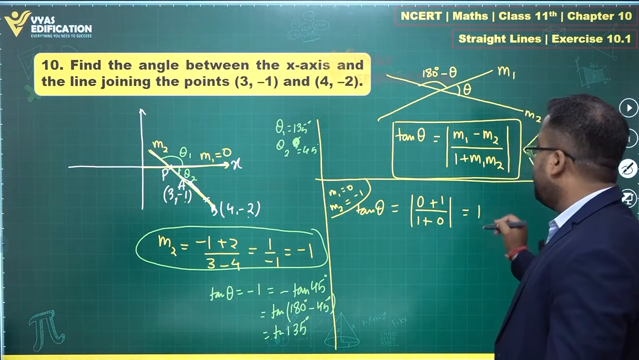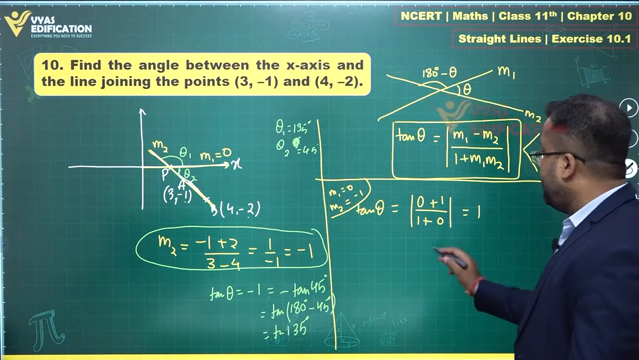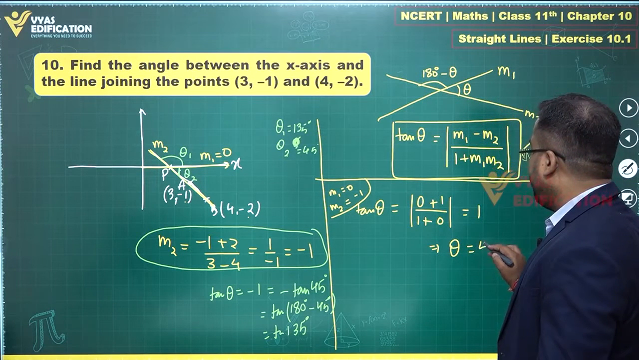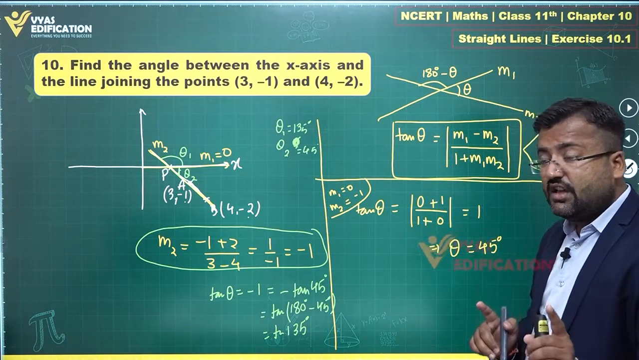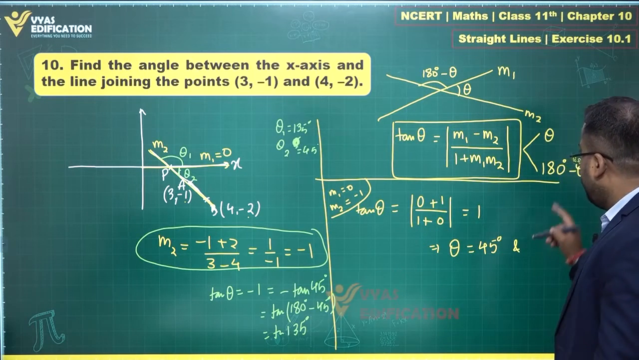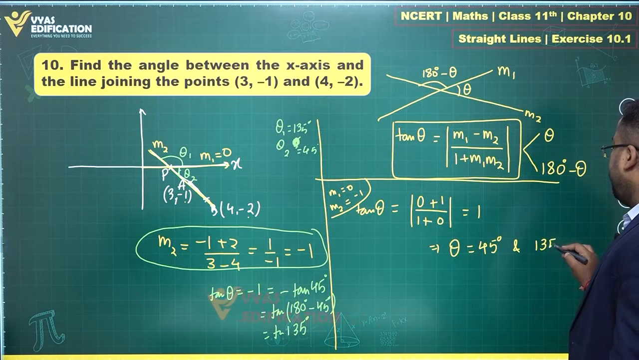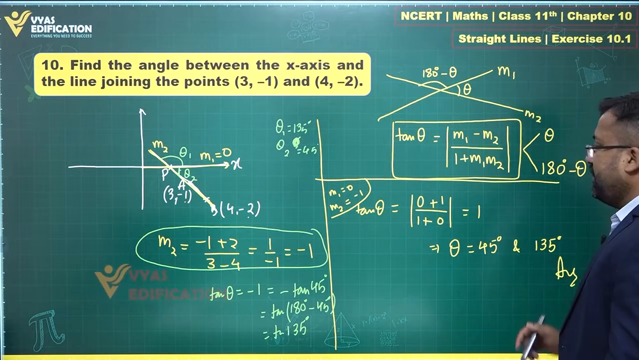And the modulus will give me 1. So tan theta equal to 1 implies theta is equal to 45 degrees is one of the angles. And the other angle will be 180 minus 45, which is 135 degrees. That's the other approach that you can follow.